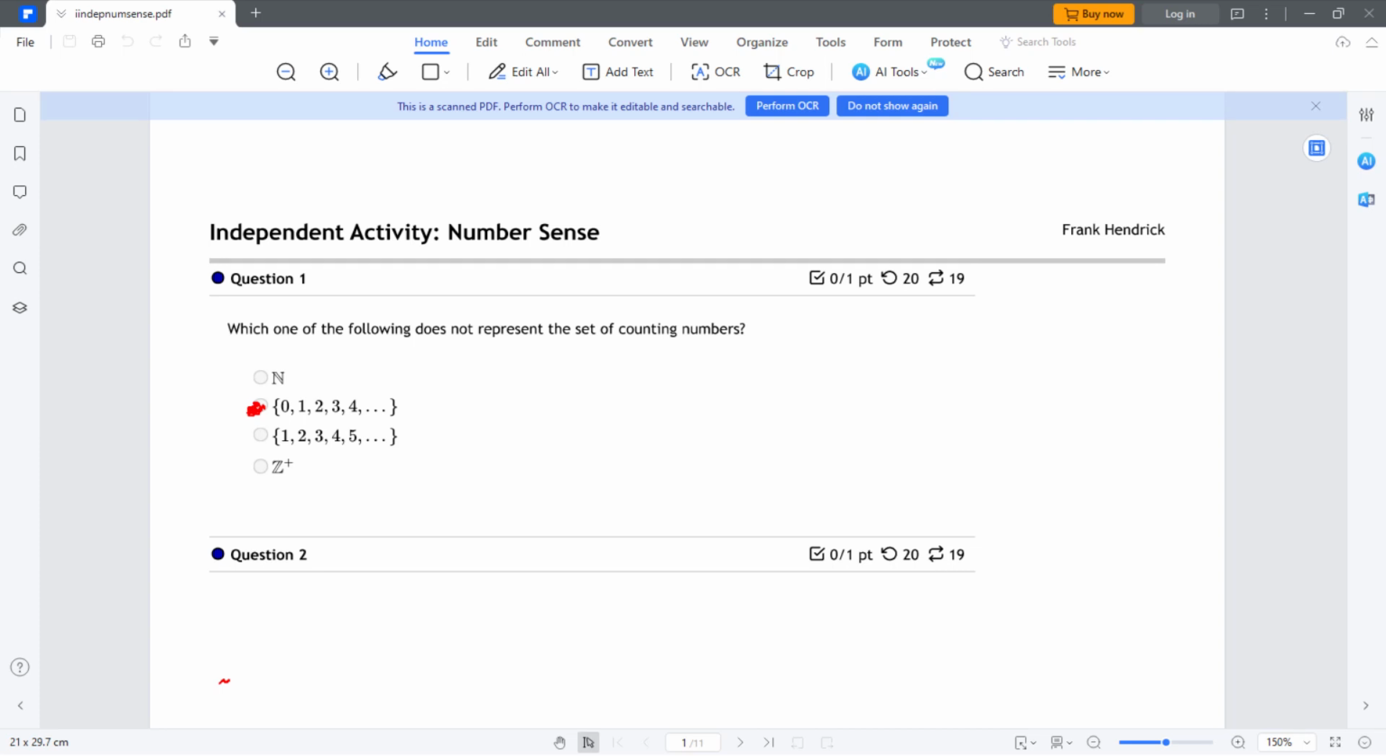This is the independent activity number sense. Question 1. Which of the following does not represent the set of counting numbers? What are the set of counting numbers? Numbers you can count on your hands.